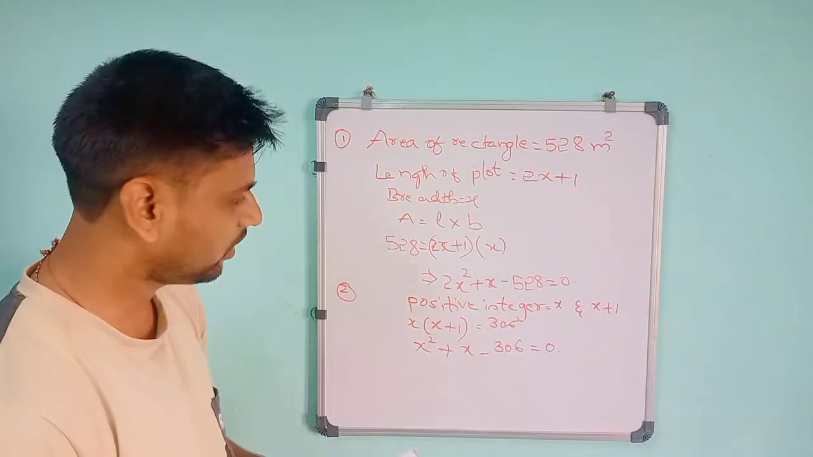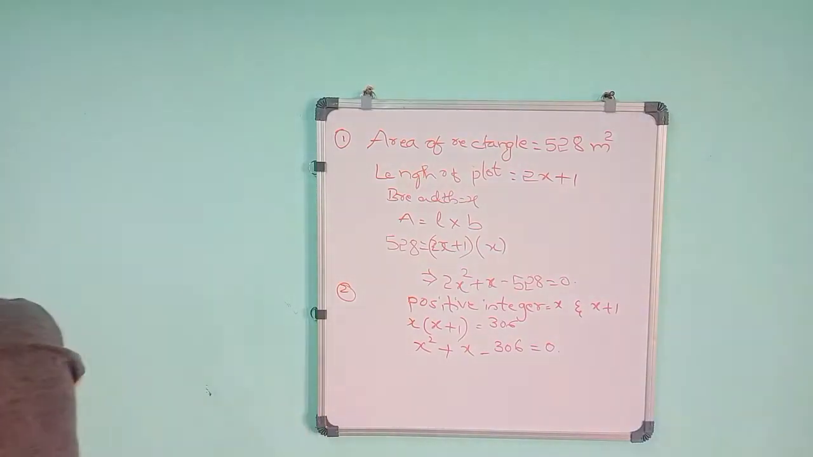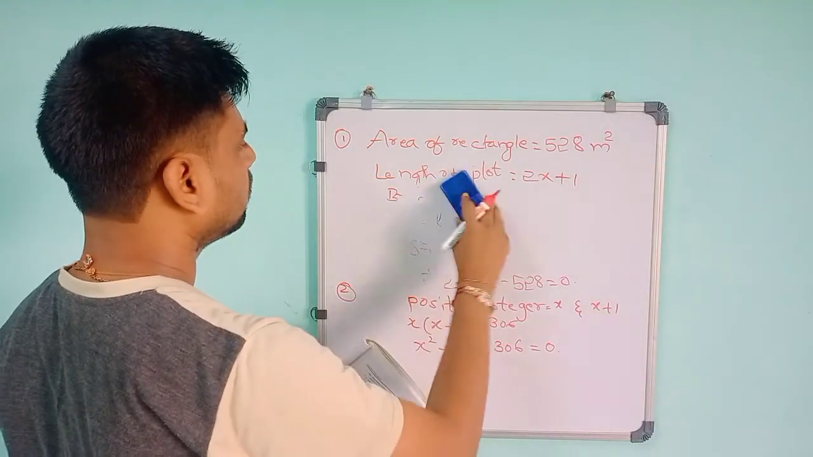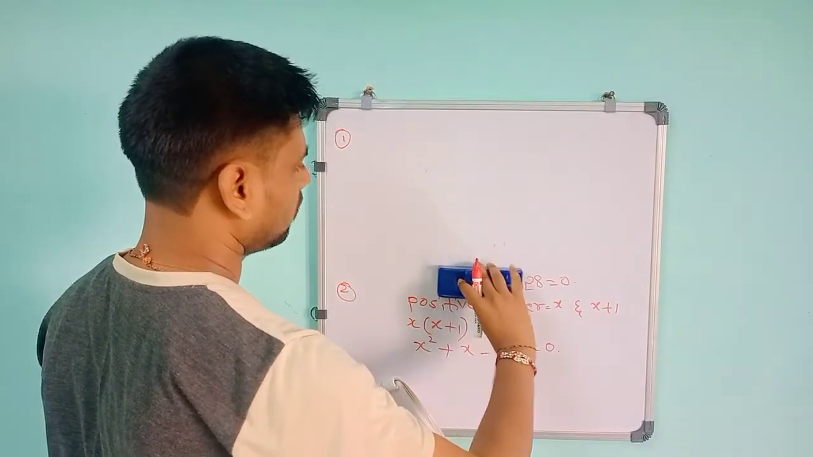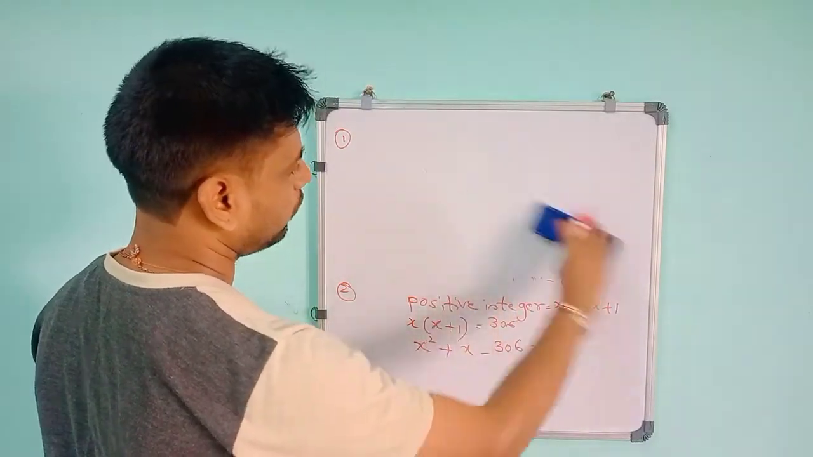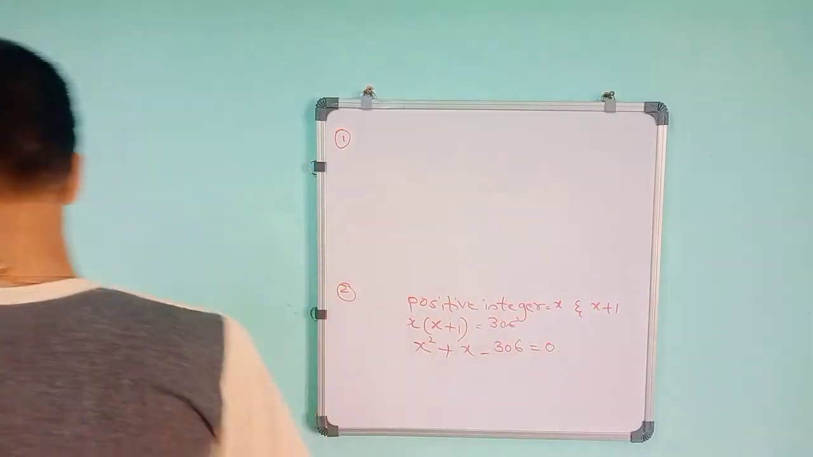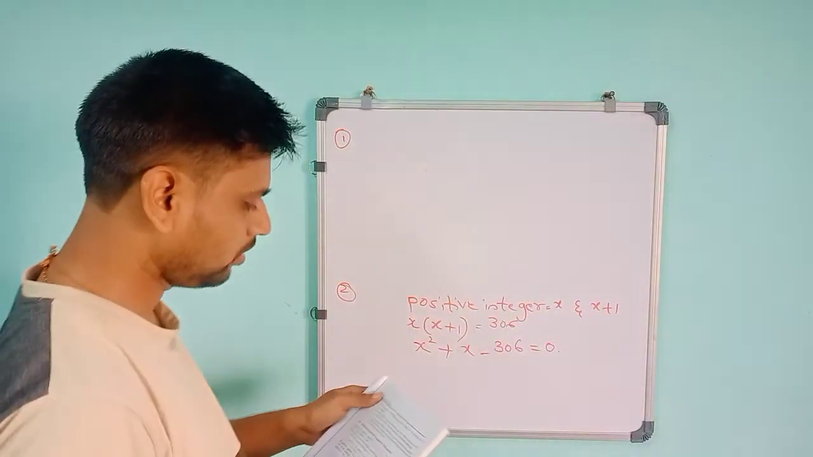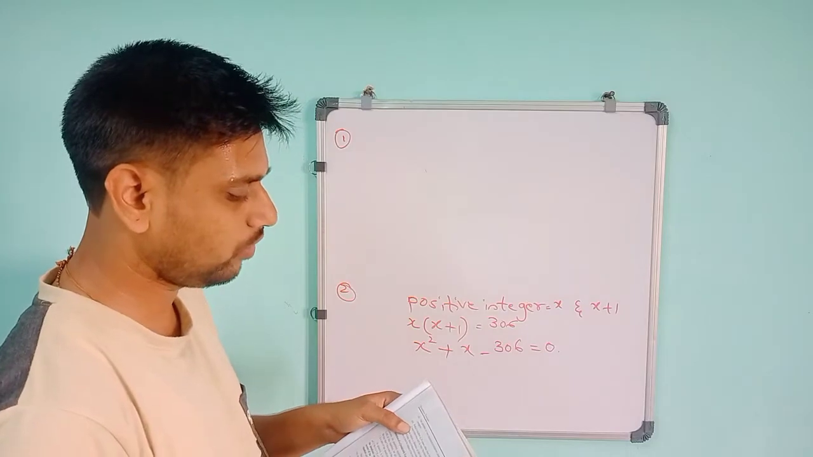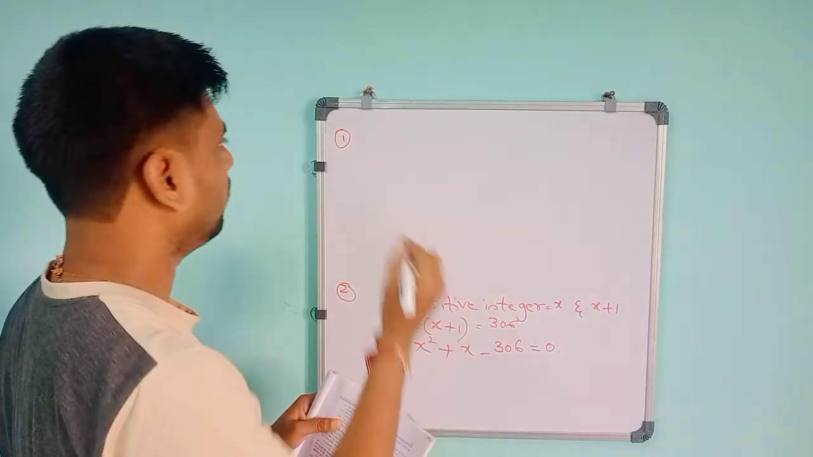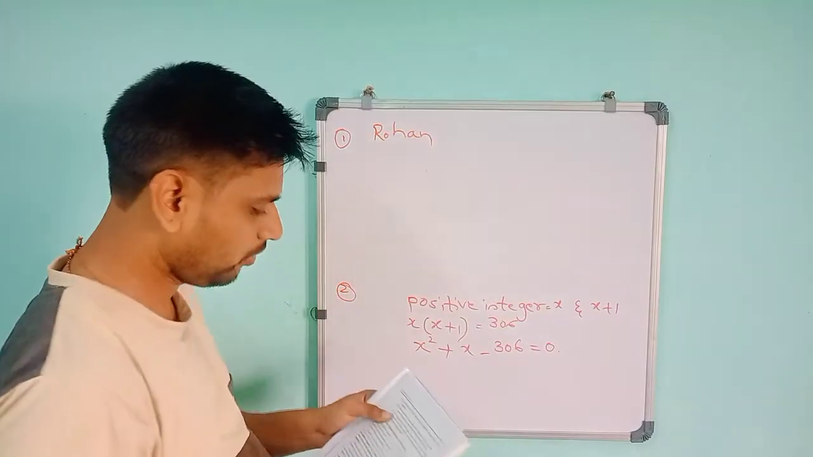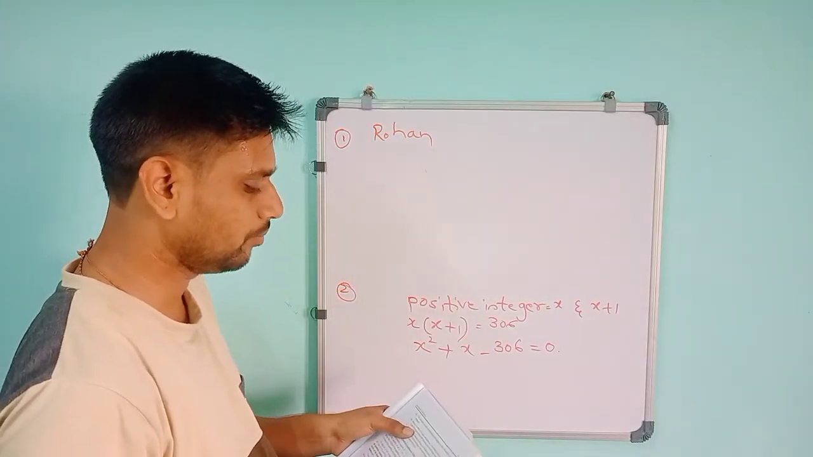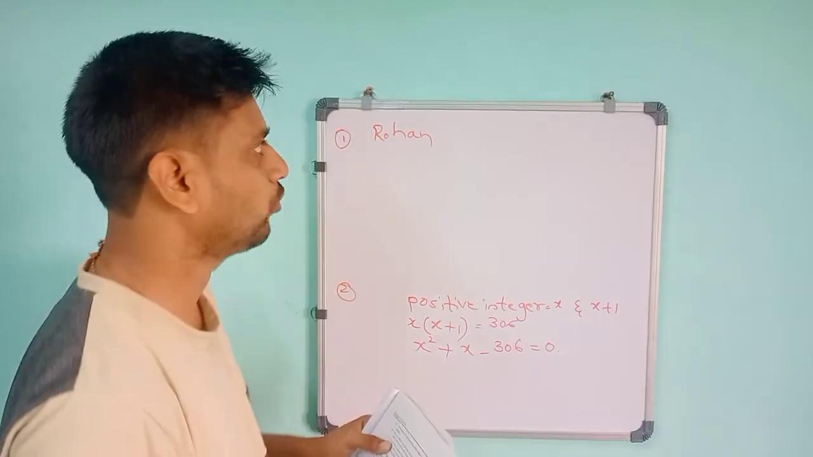So like that, third one. Only have to represent in the mathematical form. You need not solve that one. So next, third one: Rohan's mother is 26 years older than him. So 26 older means more than that, 26 more.